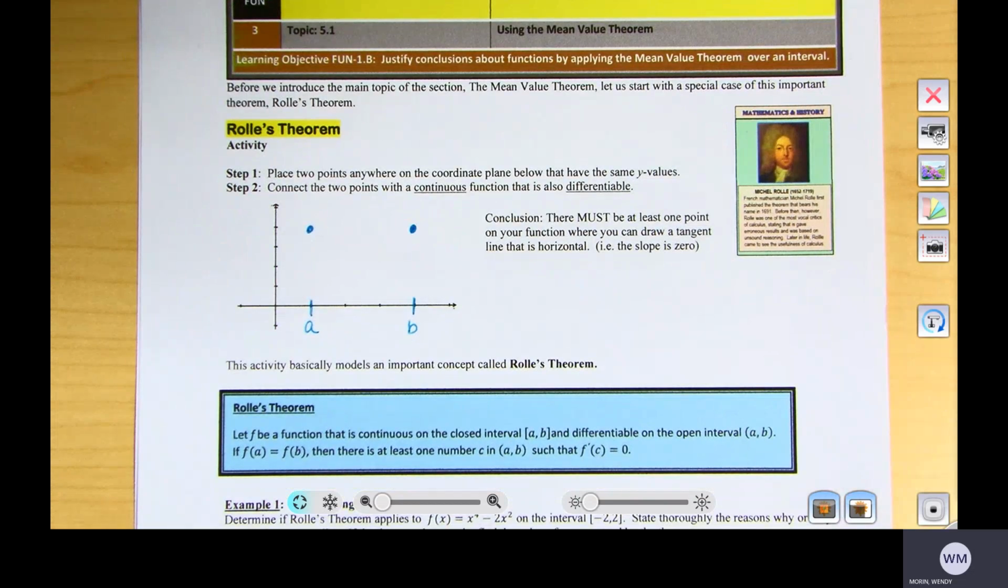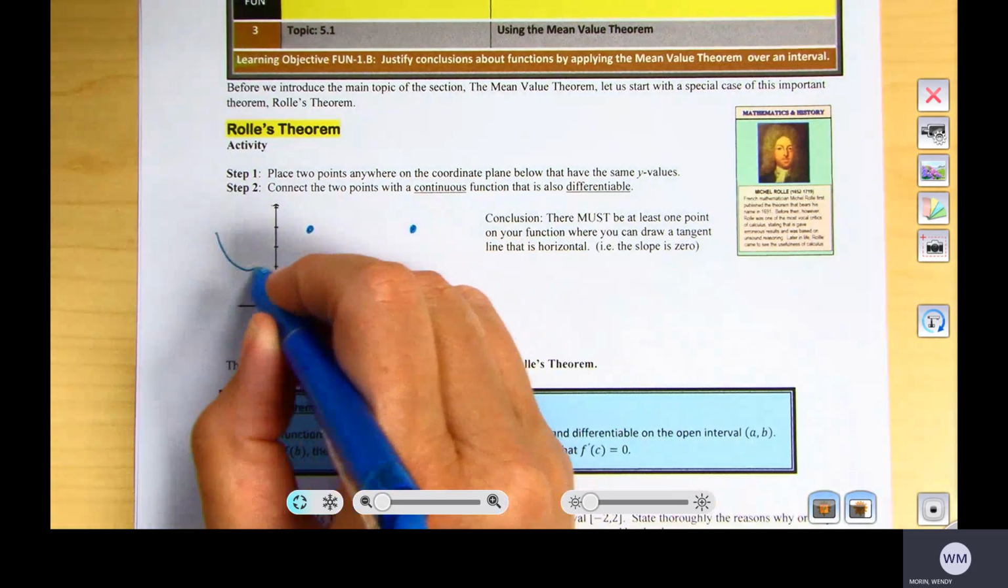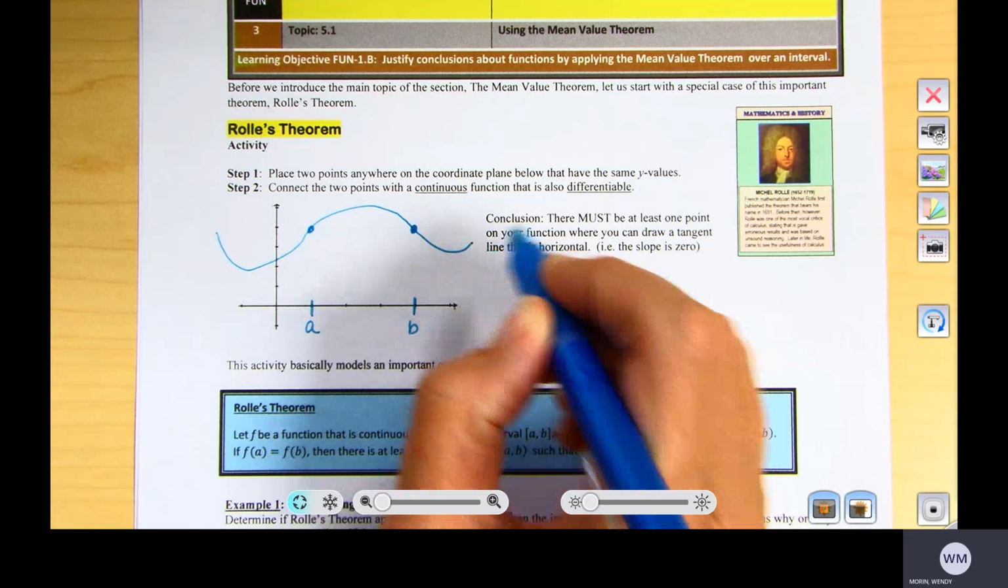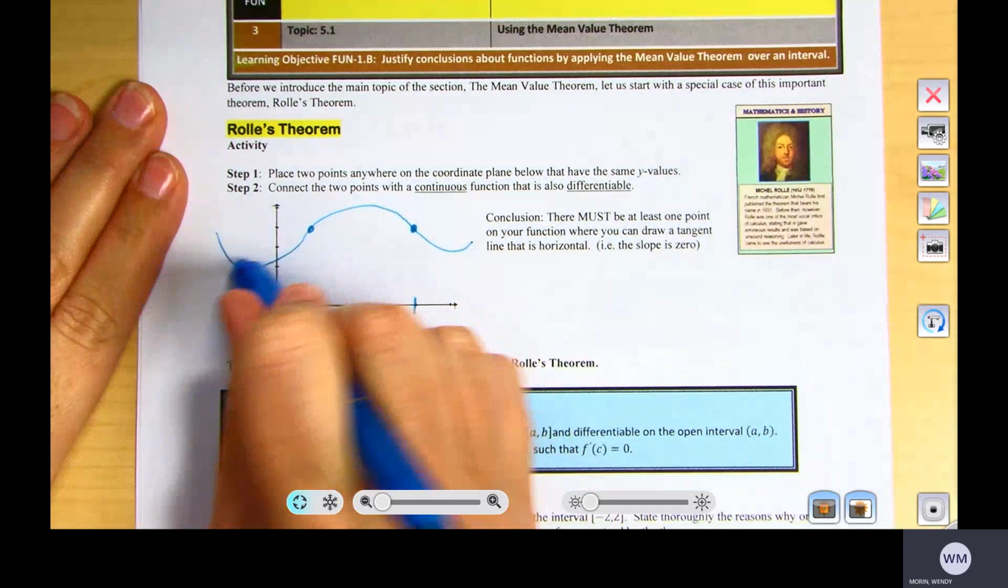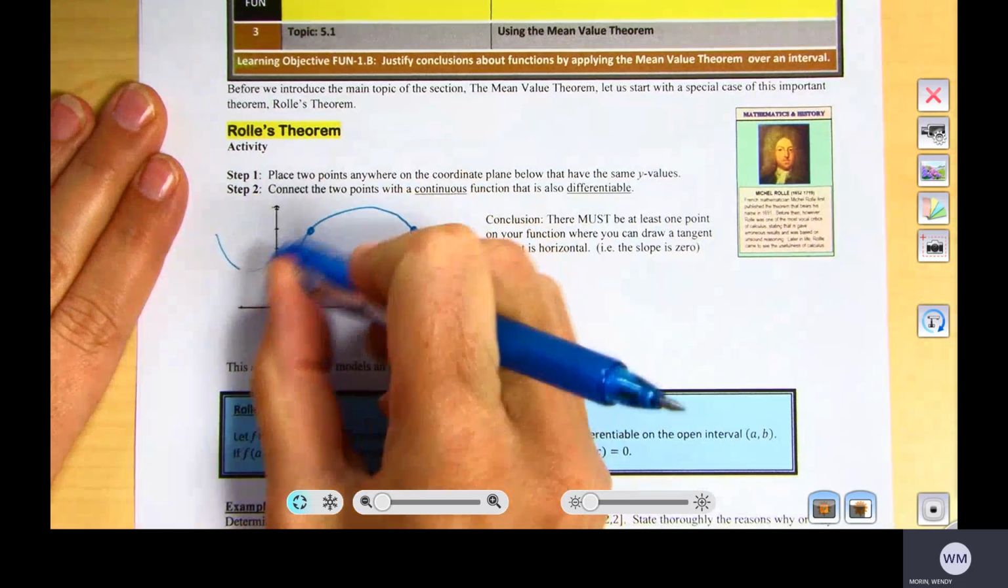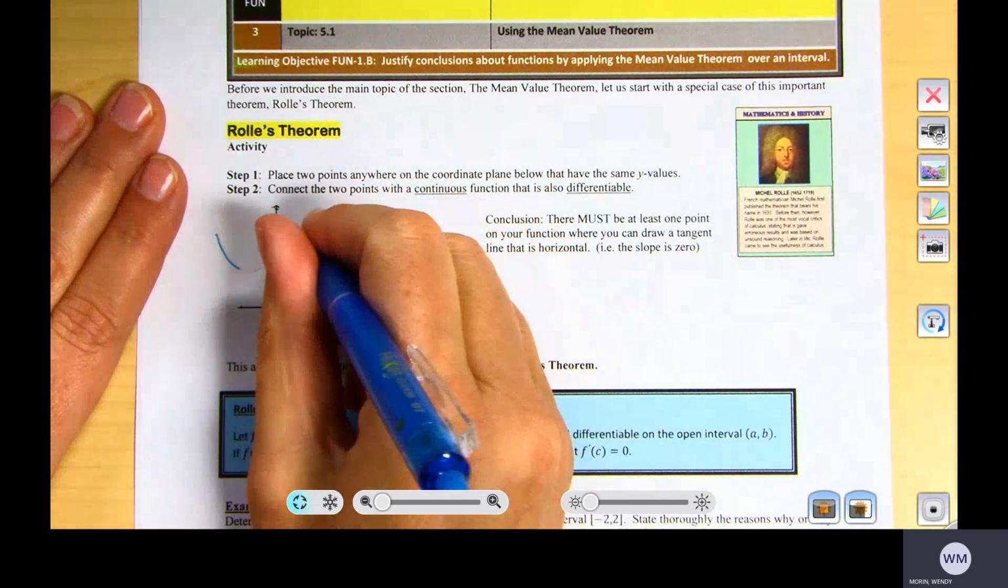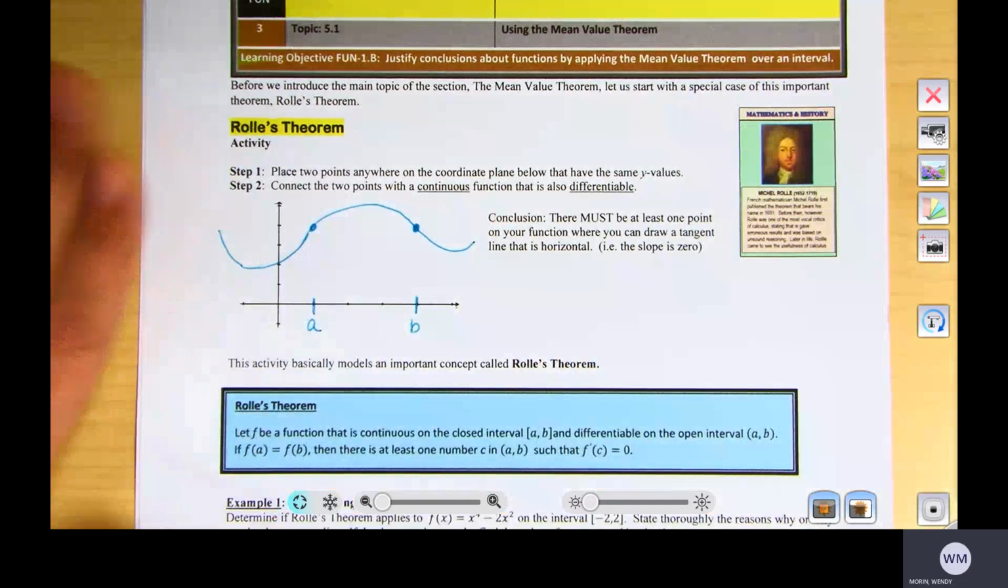And now we're just going to connect them with something that's continuous and differentiable. No corners, cusps, or points of vertical tangency. This is kind of wonky here, but let's fix that a little bit. So continuous and differentiable everywhere. If it's differentiable, it's continuous. It's implied. Okay, so here's the conclusion that Rolle came up with.